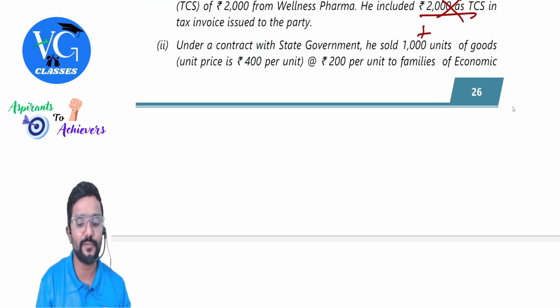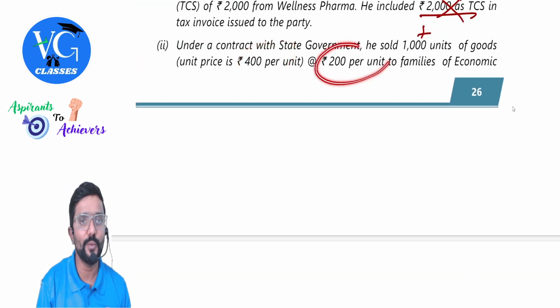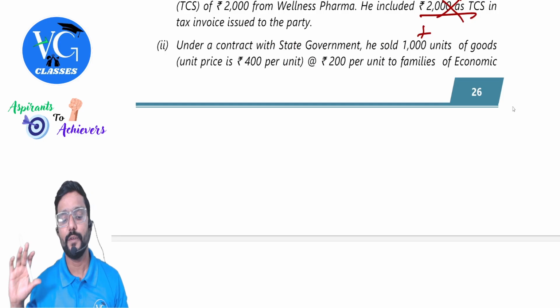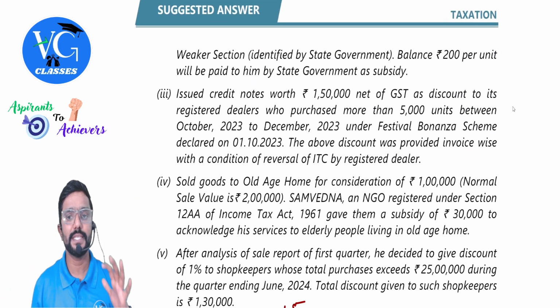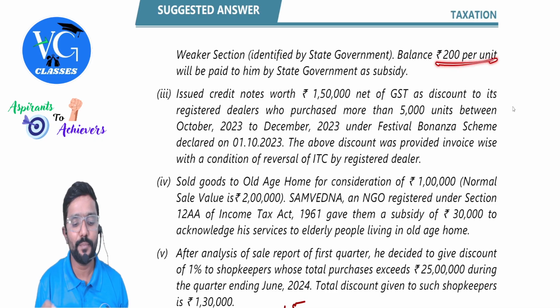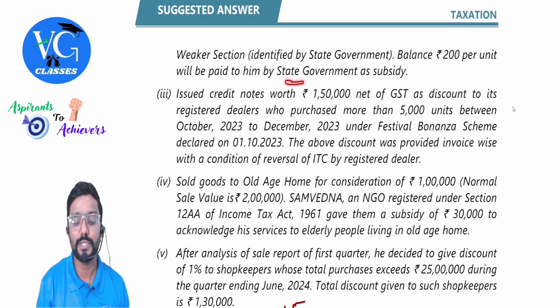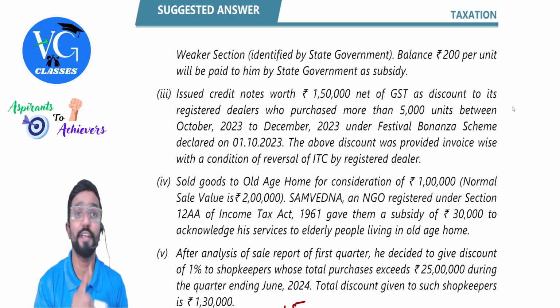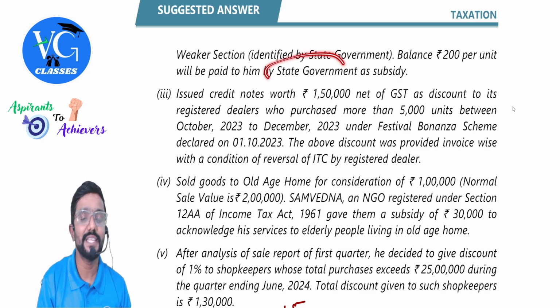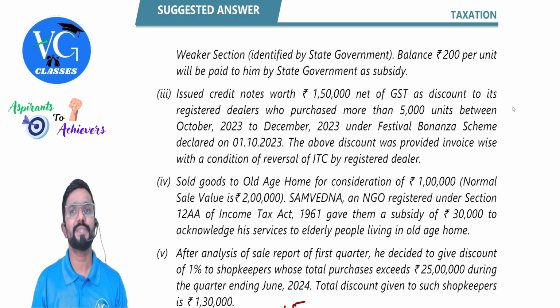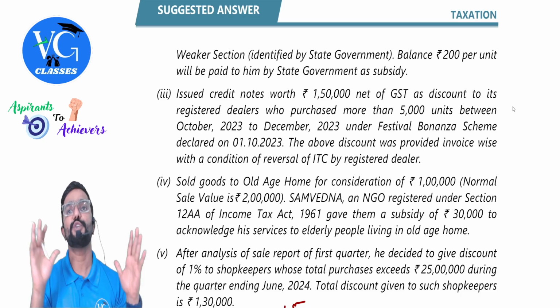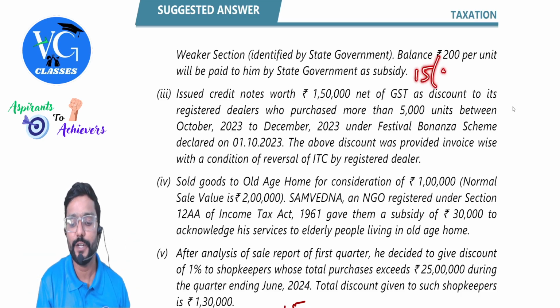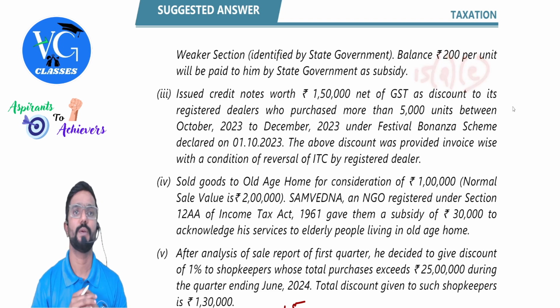Guys, normal selling price is 400, but they are selling it for how much? 200. For the families of economically weaker sections. Balance 200 per unit will be paid to him by state government as subsidy. Is it linked to the price? Yes. Subsidy is linked to the price. Should we add it? No. Who is giving the subsidy? State government. When subsidy is given by state government or central government, even though it is linked to the price, we should not add it. As per section 15(2) clause E.